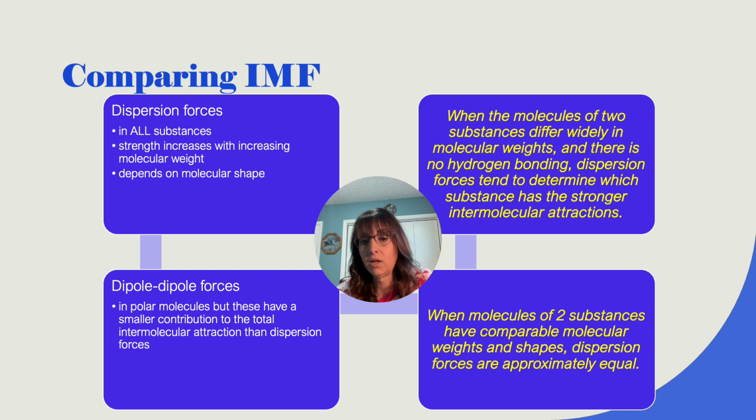So here are a couple of takeaways on the right side of this slide. When the molecules of two substances differ widely in molecular weights, and there's no hydrogen bonding, dispersion forces tend to determine which substance has the stronger intermolecular attractions. When molecules of two substances have comparable molecular weights and shapes, dispersion forces are approximately equal, and then at that point you'd want to address dipole-dipole forces and hydrogen bonding.